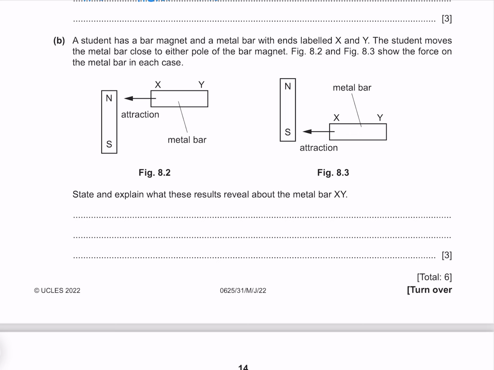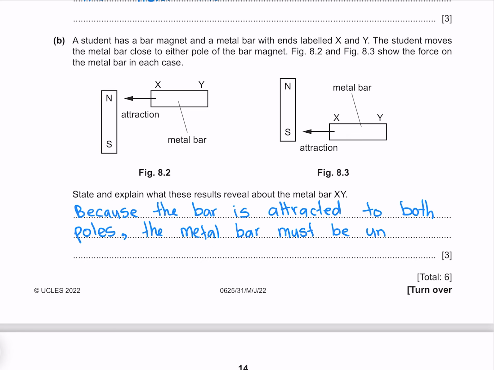A student has a bar magnet and a metal bar with ends labelled X and Y. The student moves the metal bar close to either pole of the bar magnet. Figure 8.2 and 8.3 show the forces on the metal bar in each case. State and explain what these results reveal about the metal bar XY. Because the bar is attracted to both poles, the metal bar must be unmagnetized.